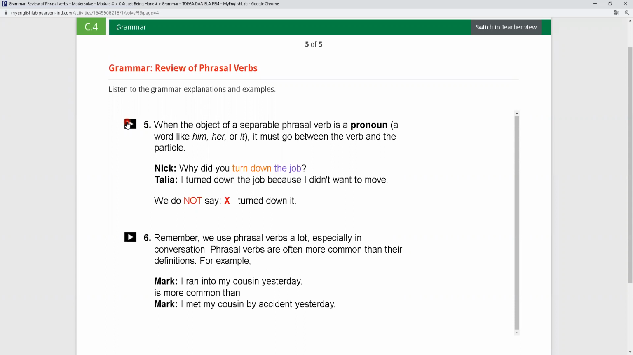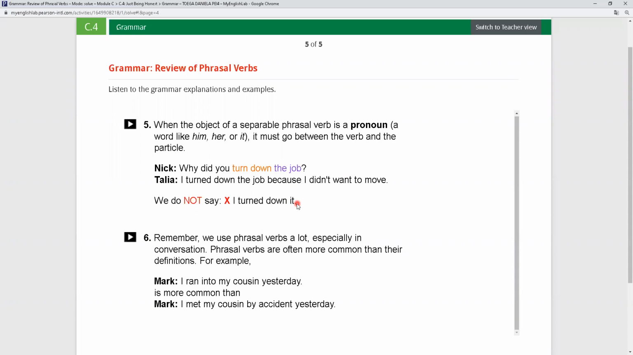So let's see. What did you turn down? The job? I turned down the job because I didn't want to move, right? En este caso observamos que es the job, right? Tiene que ir en medio del verbo y el particle. ¿Dónde está para el ejemplo? Why did you turn the job down? Tendría que ser. I turned down the job because I didn't want to move. I turned down it. Okay.